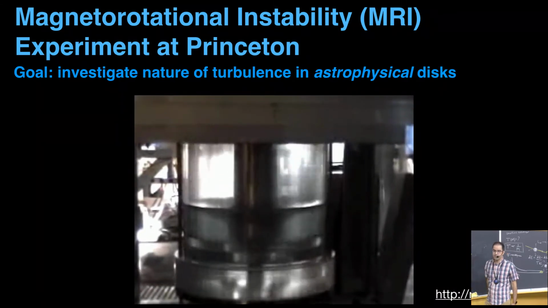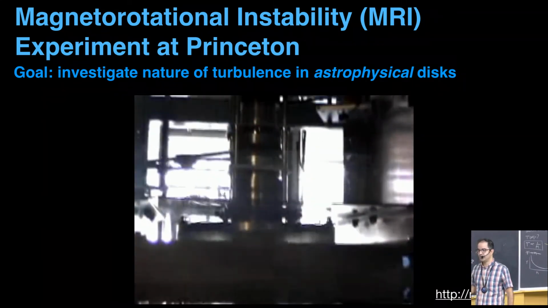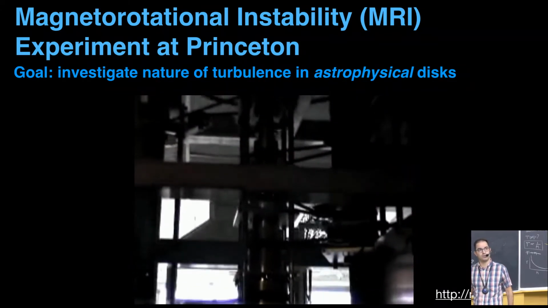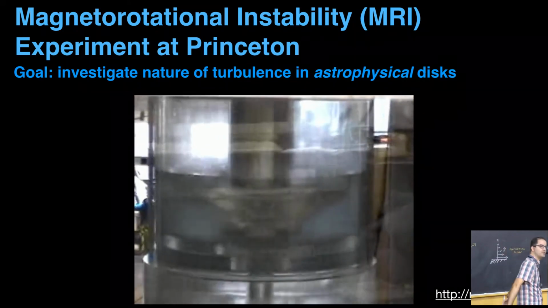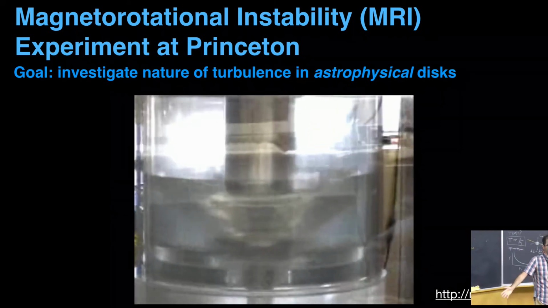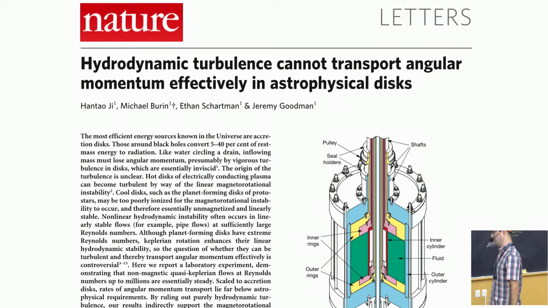Okay, with the goal of answering the question, is hydrodynamic turbulence driving, removing angular momentum in astrophysical disks? But we cannot go to a black hole and throw ourselves in the black hole and investigate this in situ. So the second best thing we can do is do an experiment and investigate this in the lab. And the answer is no, a sound no.